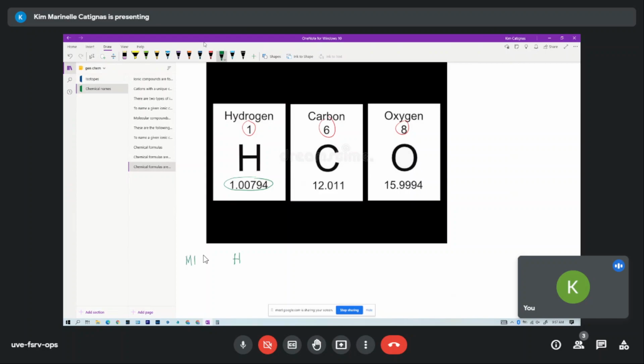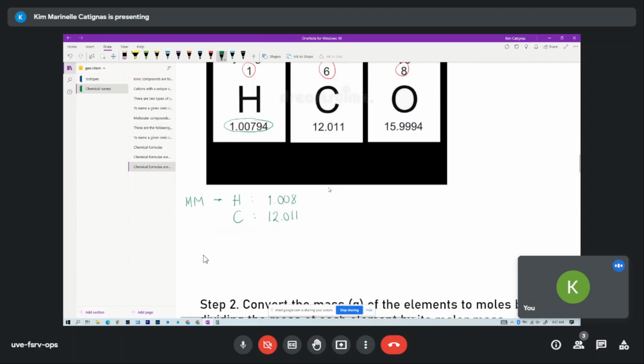Ibig sabihin pala, ang molar mass, gawin natin MM na lang, ng hydrogen ay 1.008 siguro. So, ang carbon naman, 12.011, gawin natin 3 decimals each. And for oxygen, we have 15.999. Okay? So, tig-3 decimals sila. Okay, so, ito yung molar mass na tinatawag, or atomic mass, ng bawat element.